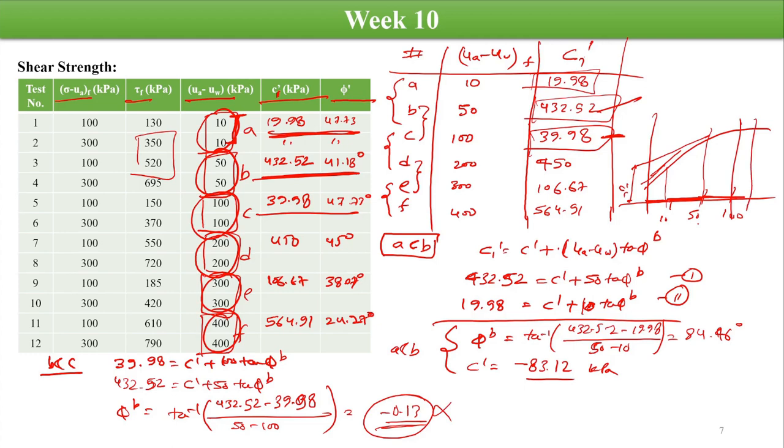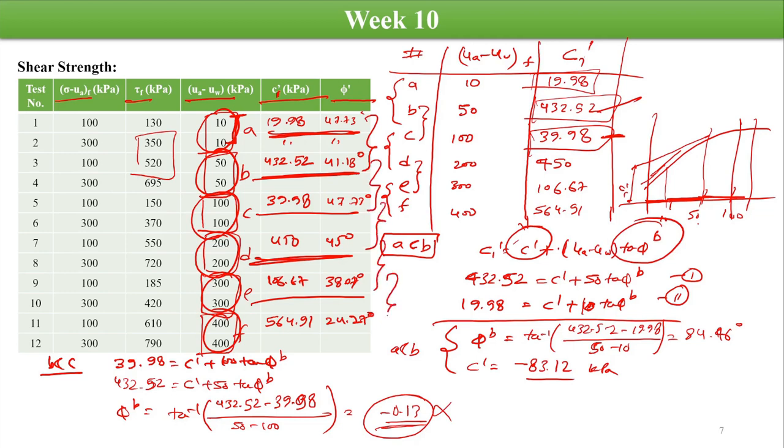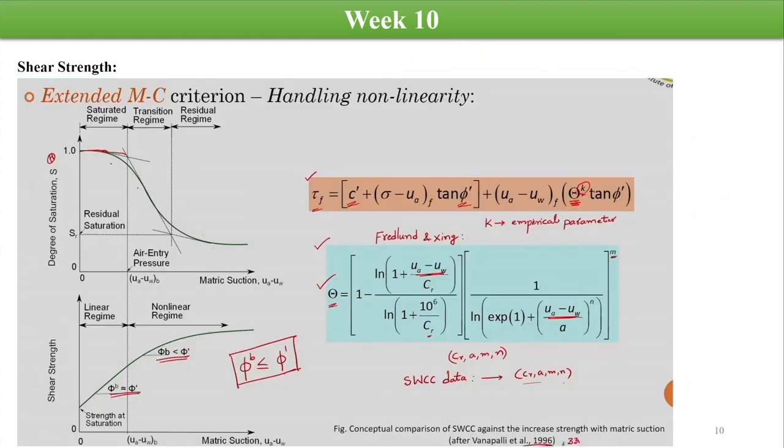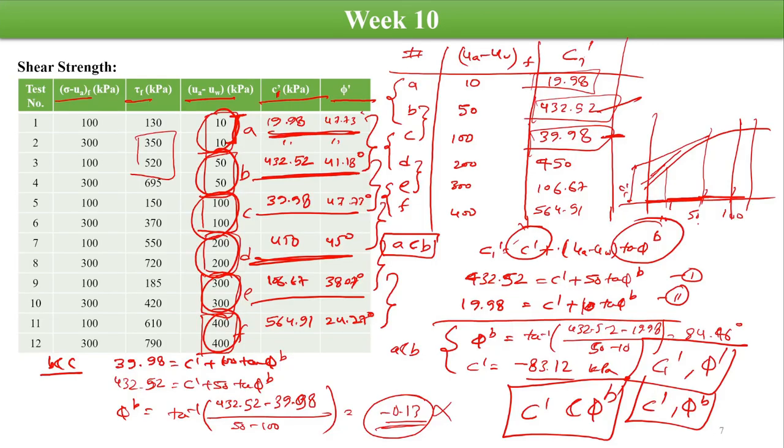Okay. And then we can determine the values of C dash and phi B by taking two tests at a time, like this. So from there, we can determine the value of C dash and phi B. So we'll get four values, C1 dash, phi dash, and then from there we will get C dash and phi B, right? So take your time in understanding the procedure, and then we can move forward to the next question.